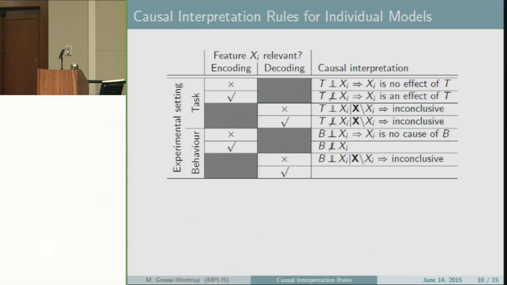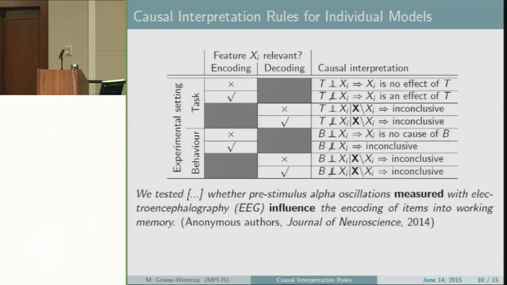What if you find that in a behavior-based setting, in an encoding model, a feature is relevant, that it really provides information? Can you then conclude that your brain state feature is a cause of your behavior, kind of the neural cause of it? No, you can't, because you can have a hidden confounder, where xj causes your behavior and is a cause of this brain state xi, and then xi and b are dependent on one another. So inconclusive. The same holds for the decoding models.